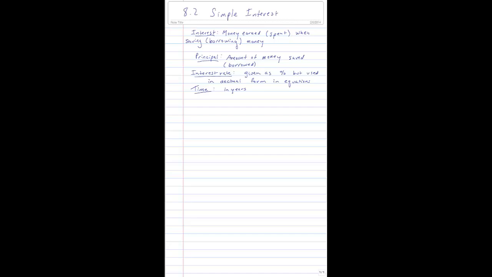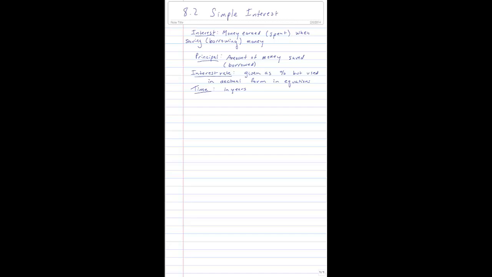Let's first go through some definitions. Interest is the money earned when saving money. And you notice in parentheses I also have spent and borrowing. If you are, instead of saving money, borrowing money, then instead of the money you get to keep, it's the money that it's going to cost you to do the borrowing. Interest works both ways. You either get the money if you're saving or spend the money if you're borrowing.